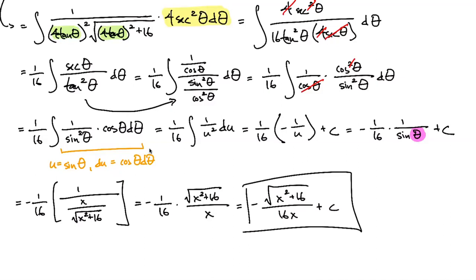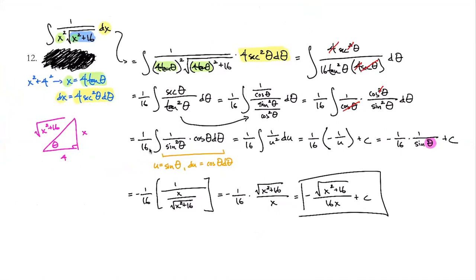So with a few simplifications, I was able to get this to be 1 over sine squared times cosine theta d theta. And then that allowed me to do a u sub where I had to use power rule. And then I didn't need to use any other of the trig identities for number 12.